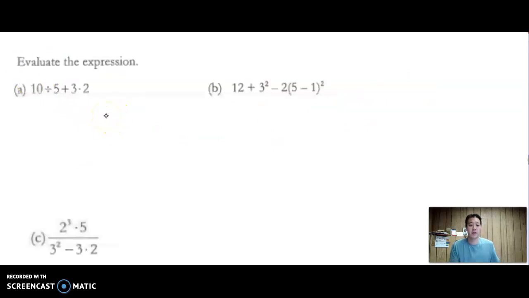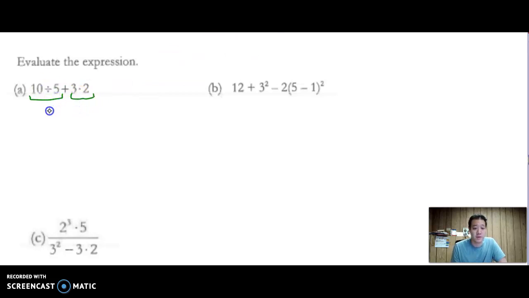Evaluate the expression. All right, so there it is, evaluate, right? We're not solving, we're evaluating and breaking it down, okay? In part A, we've got division and multiplication. We do not add the 5 and 3 first, right? This comes first here, 10 divided by 5. Then we've got 3 times 2, right?